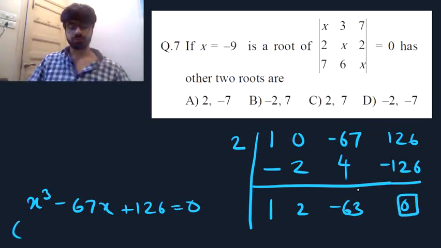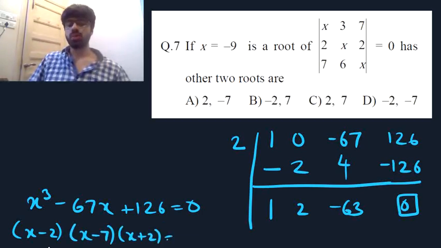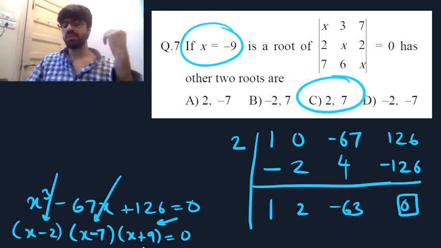So we have this expression as x minus 2 into x square plus 2x minus 63 equal to 0. We can factorize x square plus 2x minus 63 as x minus 7 into x plus 9 equal to 0. So the roots of this equation are minus 9, 7 and 2. If one of the roots is minus 9, the other two roots are 2 and 7. So yeah, C is the right answer for the third question.